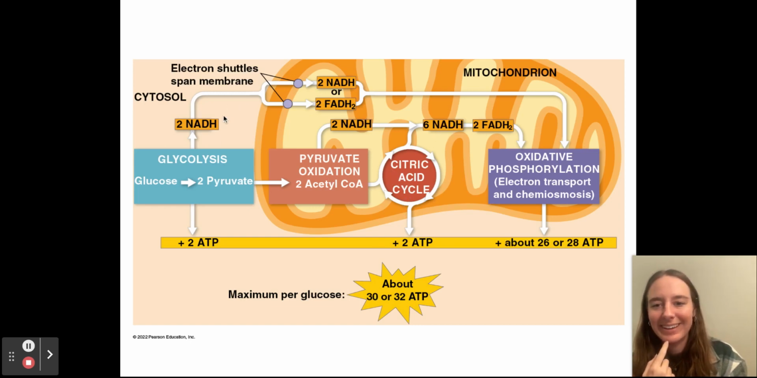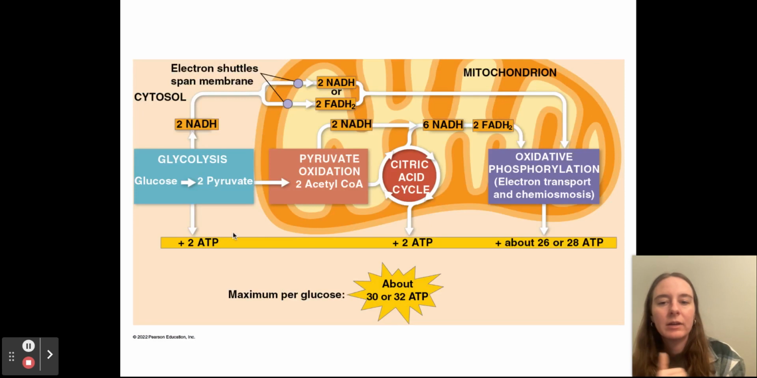And then finally, the energy carrying molecules, the NADH and FADH2 from all these steps, are now going to be passing their electrons to the electron transport chain, which will shuttle those hydrogens into the intermembrane space. They will then diffuse back into the mitochondrial matrix through chemiosmosis, or oxidative phosphorylation, which generates 26 to 28 ATP. So for each glucose molecule, we can make a total of about 30 or 32 ATP molecules.